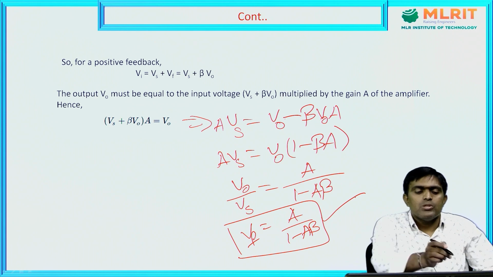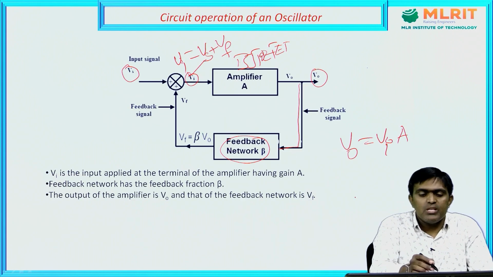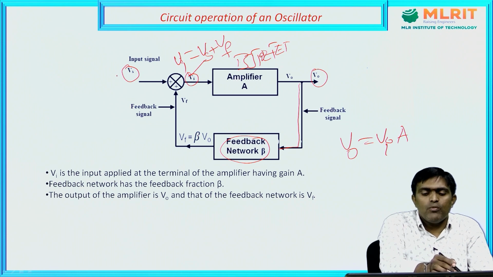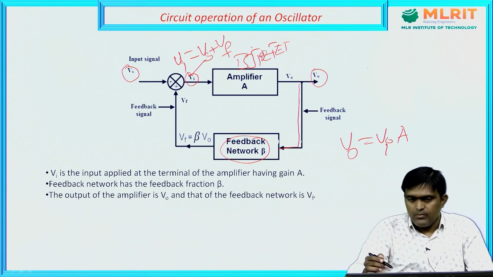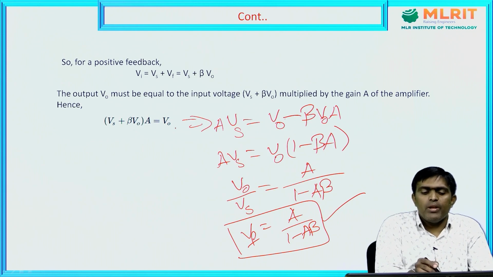So understand this. First of all, from the circuit we get Vi, which is the sum of the input voltage Vs plus the feedback voltage Vf. So Vi equals Vs plus Vf. What is Vf? Beta times V0, where beta is the feedback fraction. So substituting in place of Vf, we get Vi equals Vs plus beta times V0. And when calculating the output voltage V0, V0 is the input voltage Vi times the gain of the amplifier.